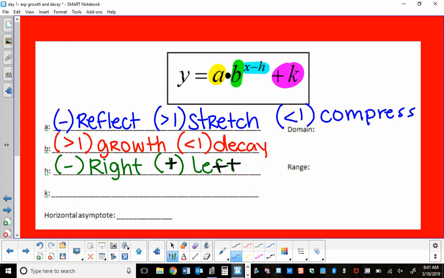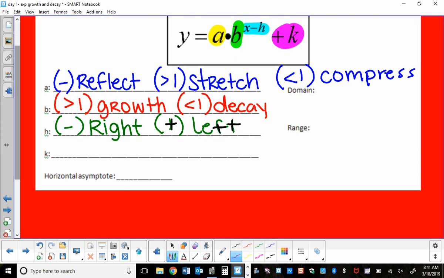Plus k can tell me two things vertically. If it's a negative, which way do I go? Going down. And if it's positive, going up.